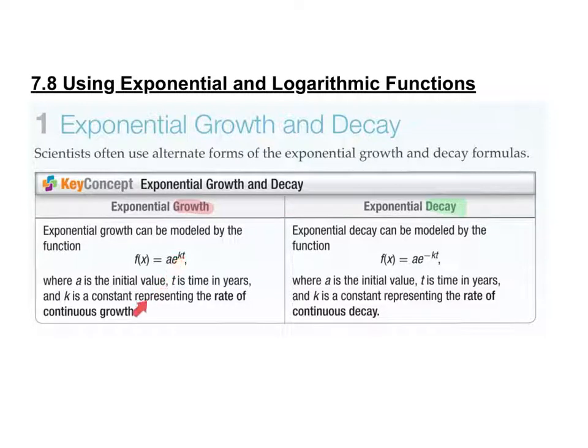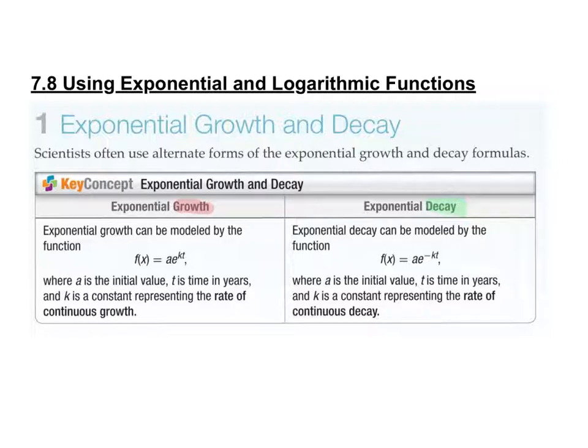K is this constant, whether it's a growth constant or a decay constant, it just depends on which scenario we're looking at. And then T is time in years. Remember that, time has to be in years.